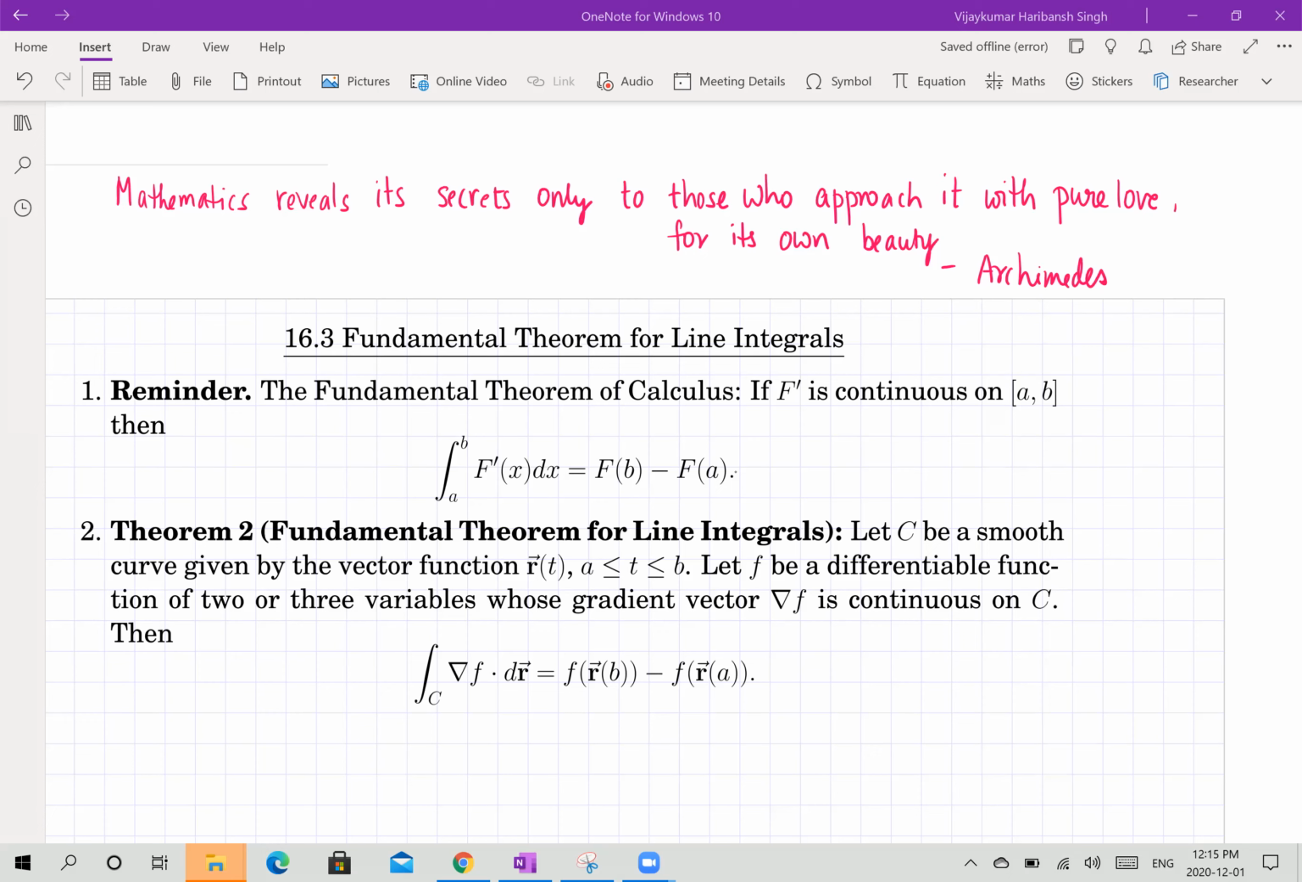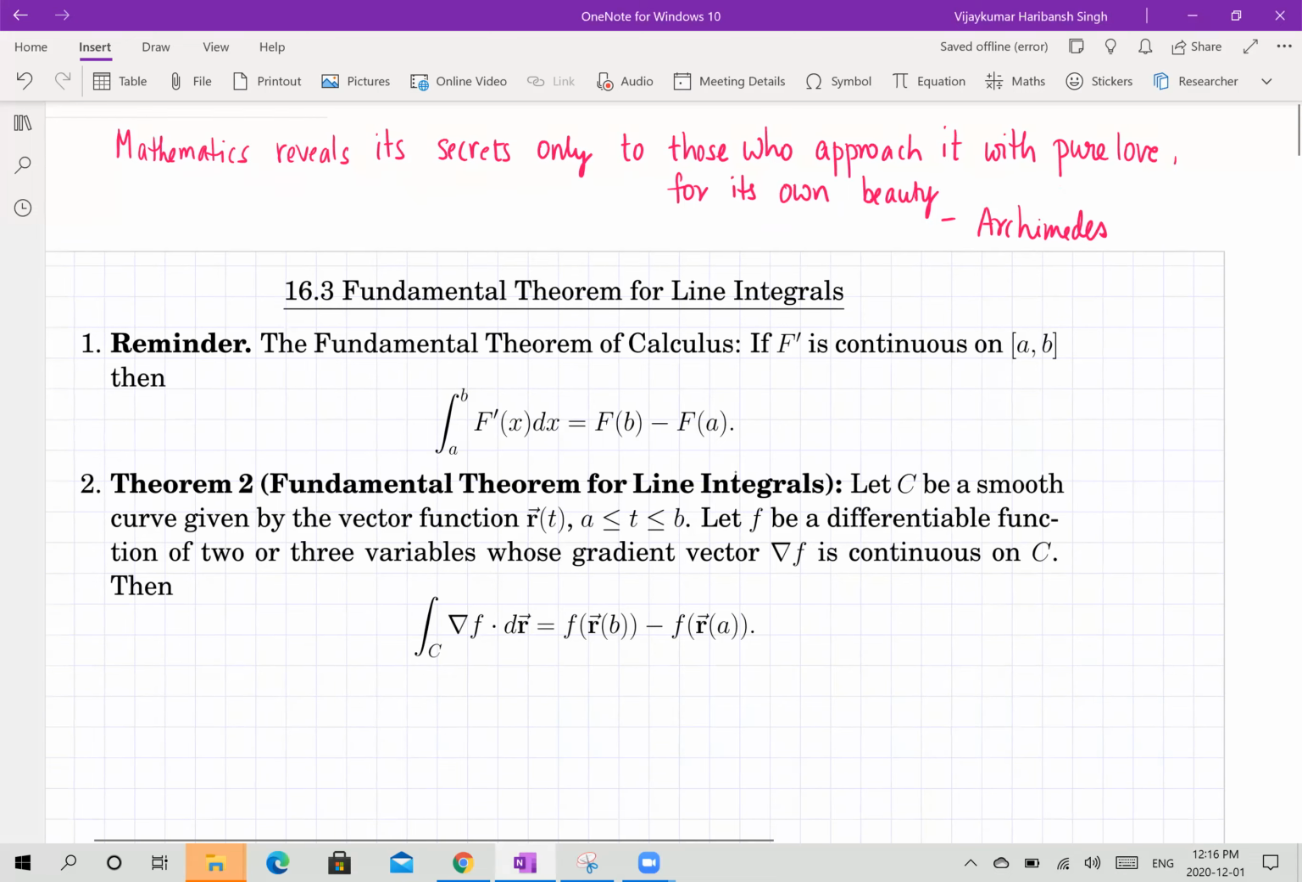But before that, let's start with this beautiful quote by Archimedes. Mathematics reveals its secrets only to those who approach it with pure love for its own beauty. So this was a quote by Archimedes. We all know Archimedes, he's of Eureka fame.